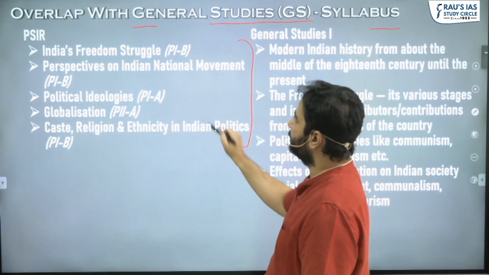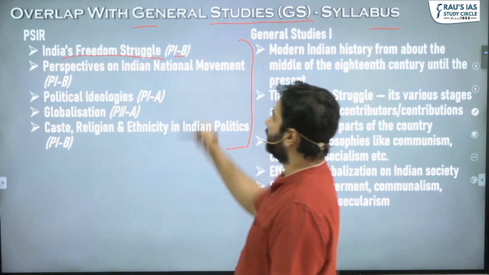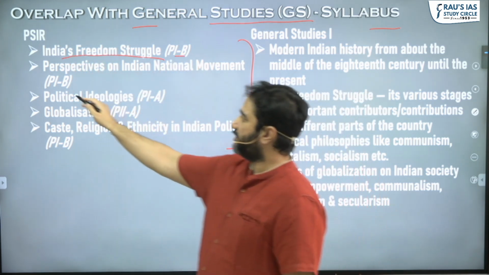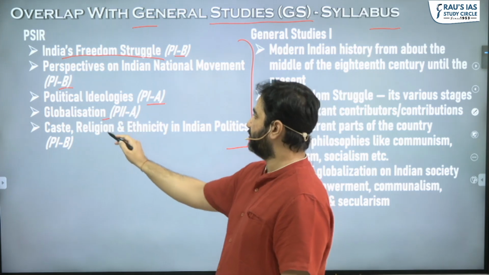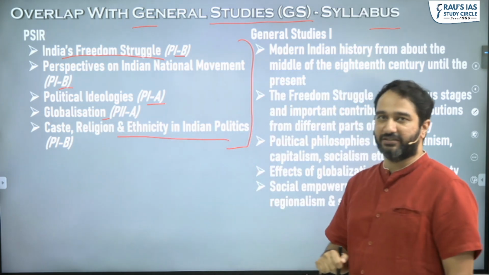If you see India's freedom struggle in paper 1, section B: perspectives of Indian national movement, political ideologies, globalization, caste, religion, and ethnicity in Indian politics.